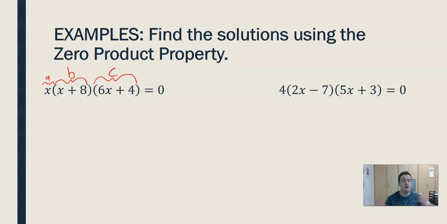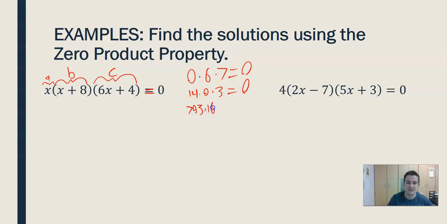If I have three terms all being multiplied together, again, as long as one of them is equal to 0, then the solution will be 0. So if I had like 0 times 6 times 7, that's equal to 0. If I had 14 times 0 times 3, that's equal to 0. If I had 703 times 16 times 0, that would still be 0. As long as one of those terms is equal to 0, then the whole solution is equal to 0.